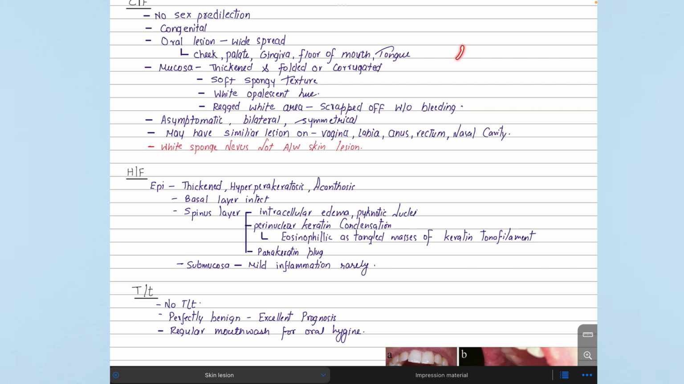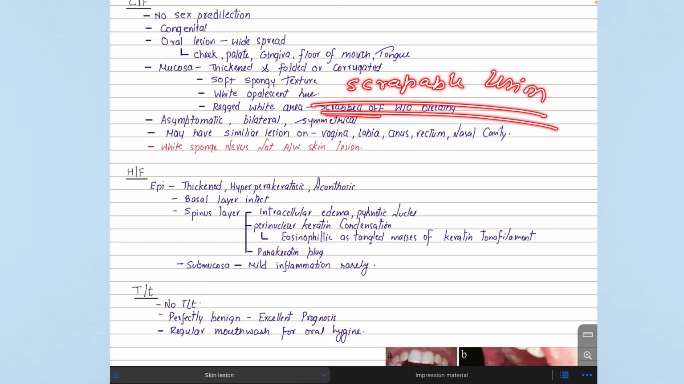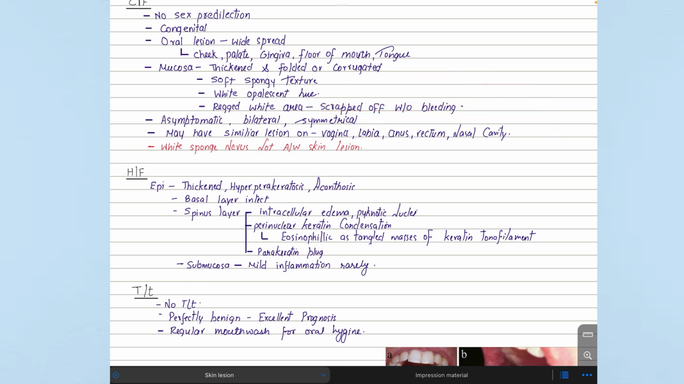In psoriasis, you will also find white scaled lesions. When you scrape off the white scaled region in psoriasis, there will be bleeding. Bleeding will be present in psoriasis, but it will be absent in white spongy nevus. It is also considered a scrapable lesion. So it can be used as a differentiator from leukoplakia, lichen planus, or even OSMF.